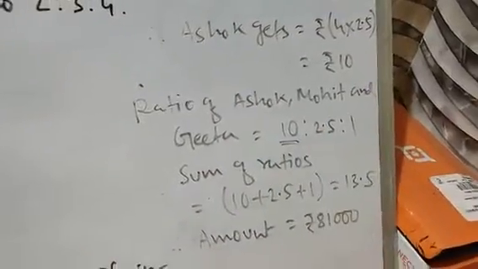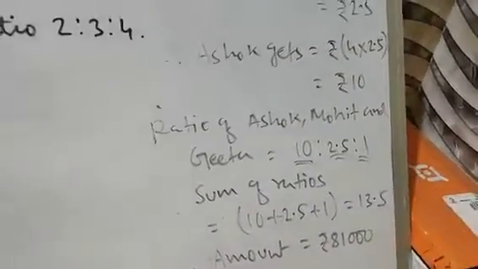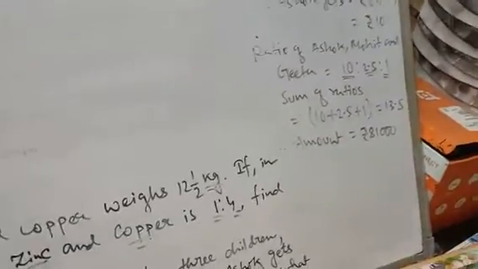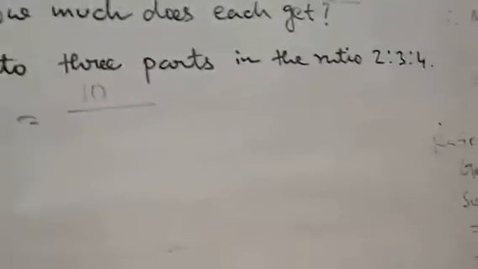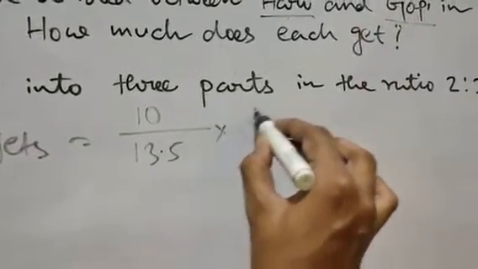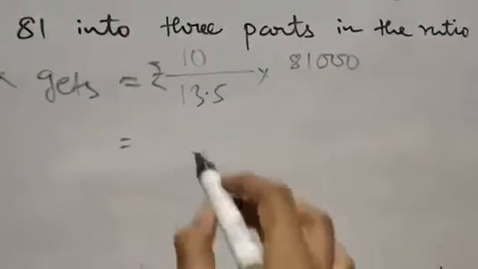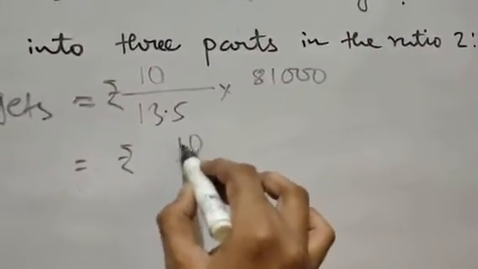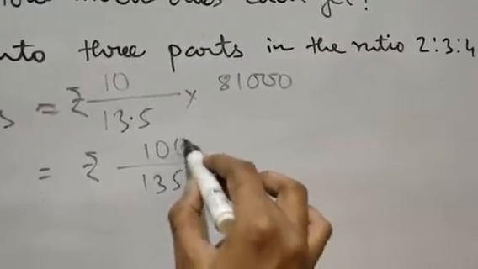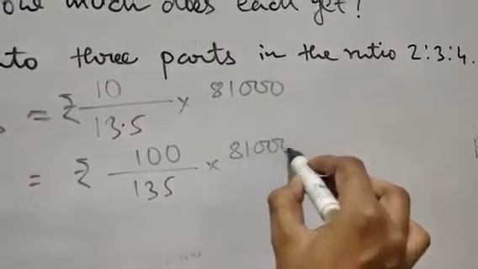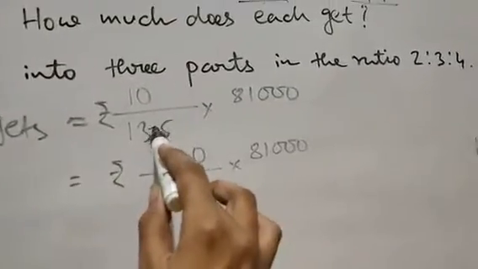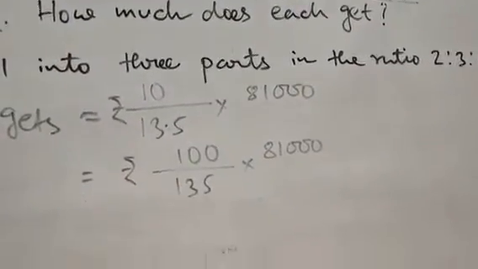Now see Ashok, Mohit and Geeta. So if Ashok receives 10 rupees, Mohit will receive 2.5 and Geeta will receive rupees 1 in this way. So Ashok gets 10 rupees. So 10 will be your numerator, divided by sum of the ratio. Sum of the ratio is 13.5. So divide by 13.5 and 81,000 rupees is to be divided. Therefore multiply it with 81,000. Put rupees sign here. Now solve. Therefore just omit decimal and put 0 here. If you omit decimal, here it will be 10.